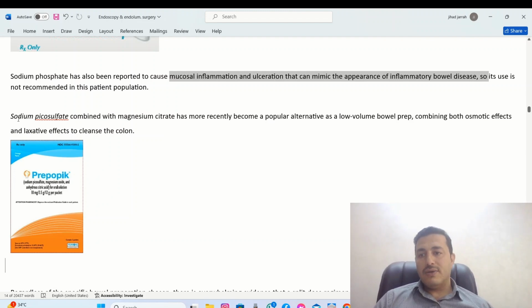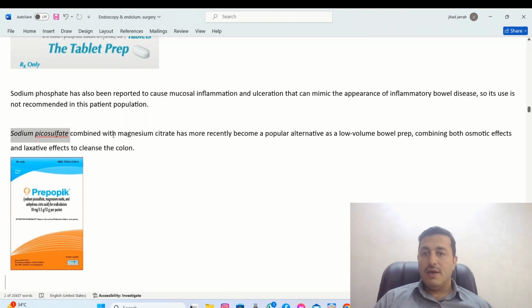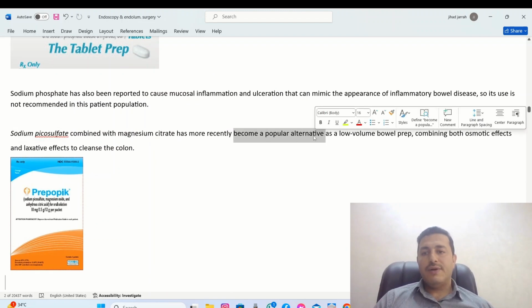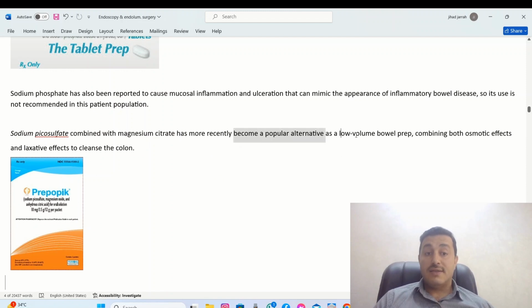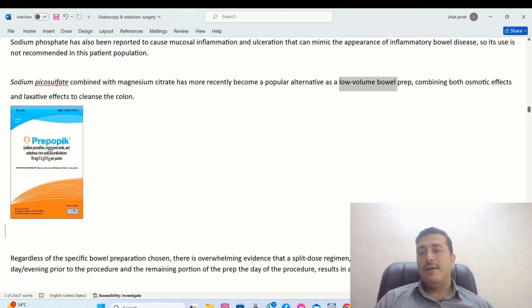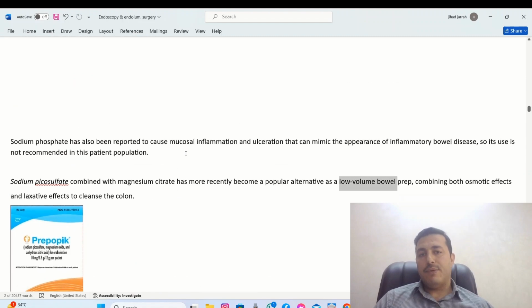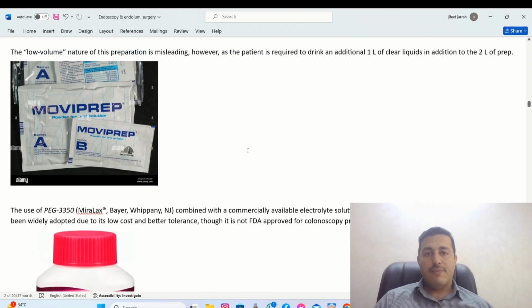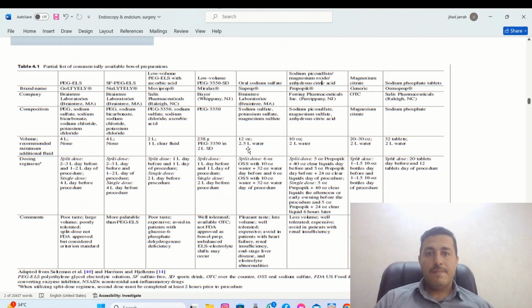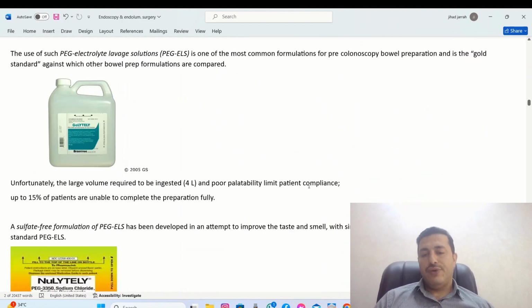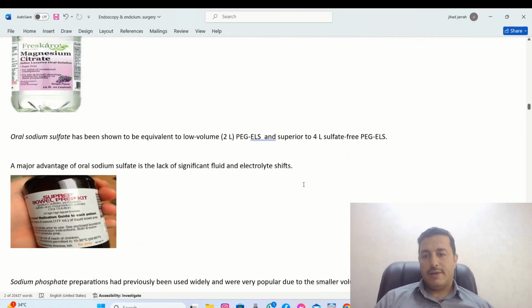Sodium picosulfate, as you see, combined with magnesium citrate, has recently become popular. We will talk about it. This is a low volume bowel prep. This is the Prepopik. Here it is, a type of hyperosmolar agent. Here it is, sodium picosulfate: less volume, well tolerated, expensive, avoiding patients with renal insufficiency.